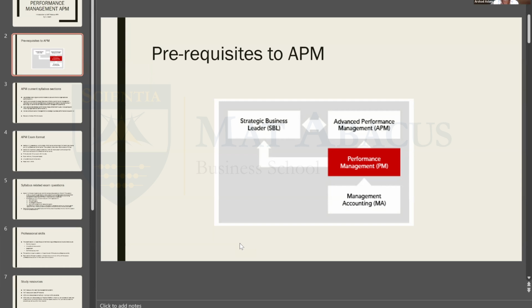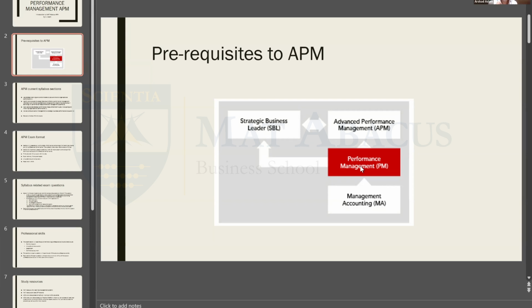All right. Okay. So APM, therefore, is challenging, just like any other ACCA exam. And what will happen here is that, as usual, you need the background. And this is why I'm showing you. Now, more than 50% of your basic knowledge for APM is from performance management.